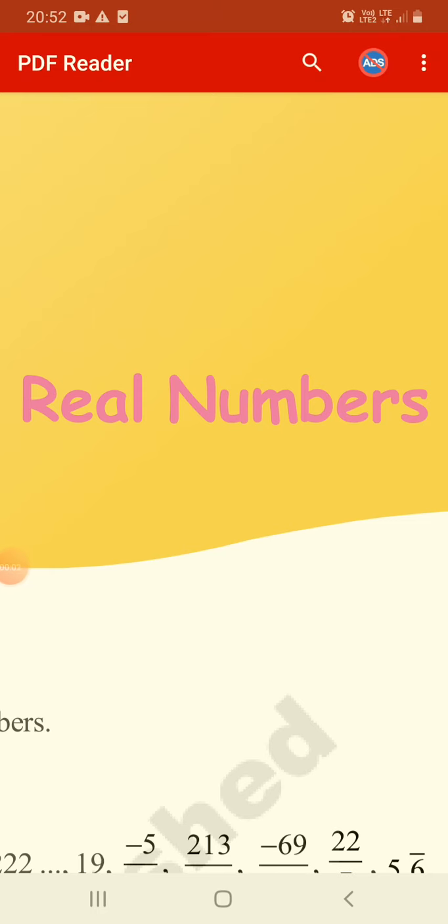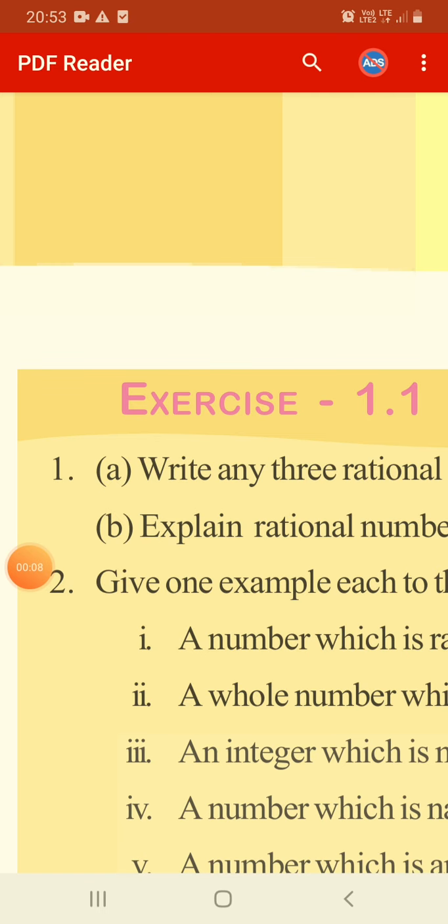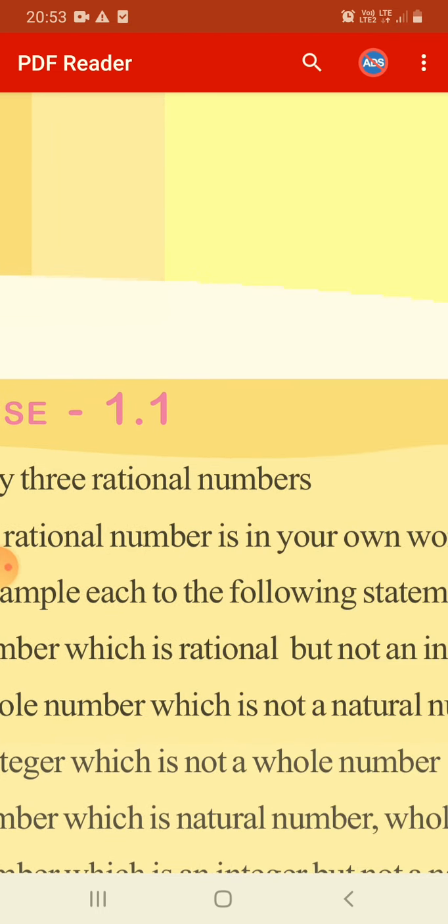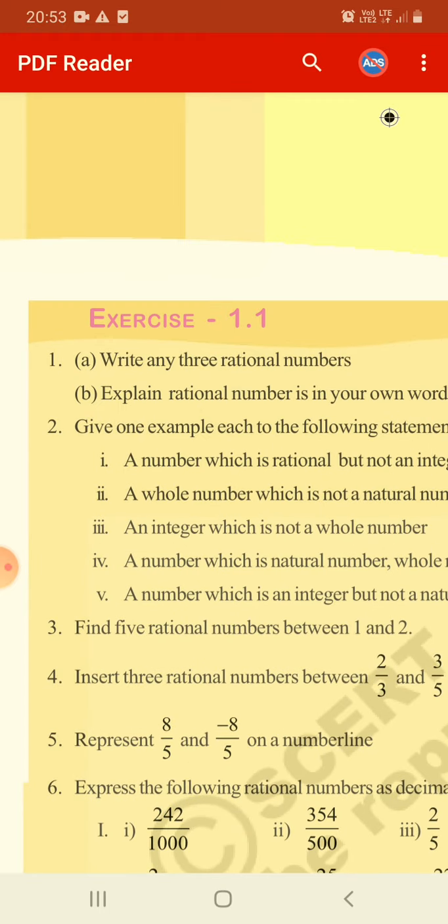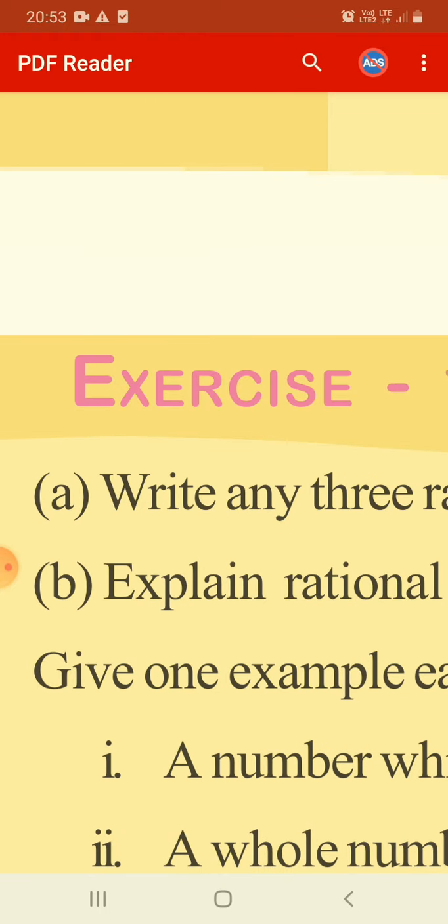Let's start the exercise 1.1 of real numbers here. So let's see the first question of exercise 1.1. First question is write any three rational numbers.